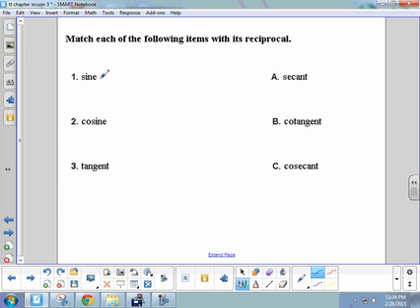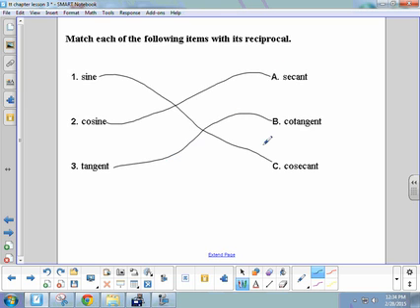So if I were going to match these, sine goes with cosecant, cosine goes with secant, and tangent goes with cotangent. One thing that sometimes helps me remember which one goes with which is when you pair them up, each pair only has one co. The sine goes with the cosecant. The cosine goes with the secant. And the tangent goes with the cotangent. You'll never have two prefixes of co that go together.